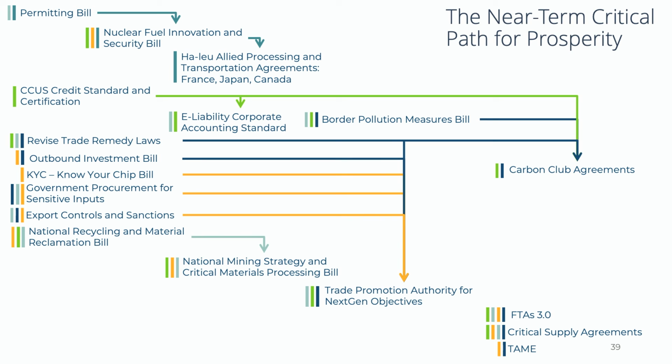You also probably need to do the national recycling and reclamation bill before you talk about mining, because it makes mining more palatable if you're making sure that you're mining society first. And you probably need those things before you do trade promotion, because you generally want to have those circular economy policies baked into your trade promotion objectives. You could probably live without it, but it'd be nice. Then you need that TPA before you can negotiate new FTAs, critical supply agreements, and TAME.